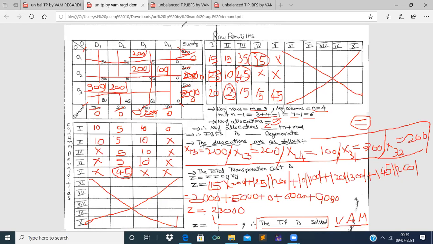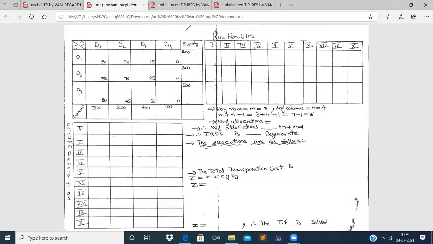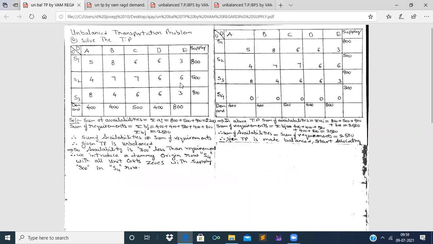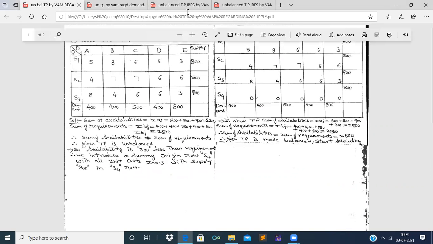Now I will take the other problem, in which we are deficient with supplies. It is the problem in which the supplies are deficient. Now let us go for the second problem. See here, it is the second problem. Now let us go for solving this problem. As time is very less, I will start this problem and let us finish this problem within this session.